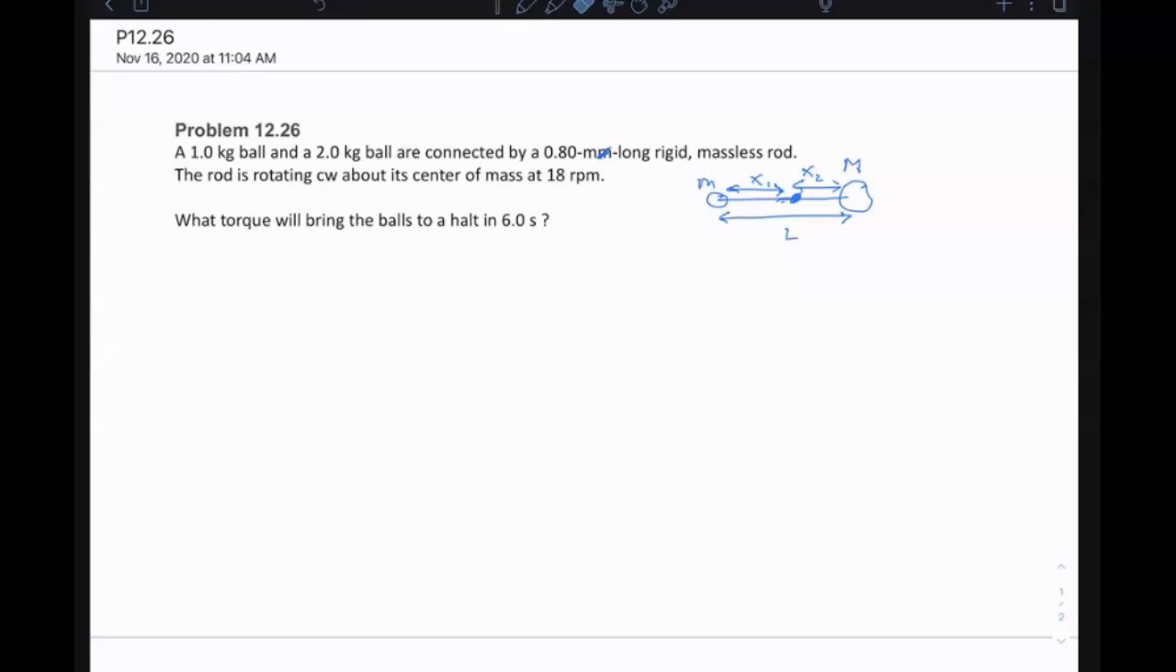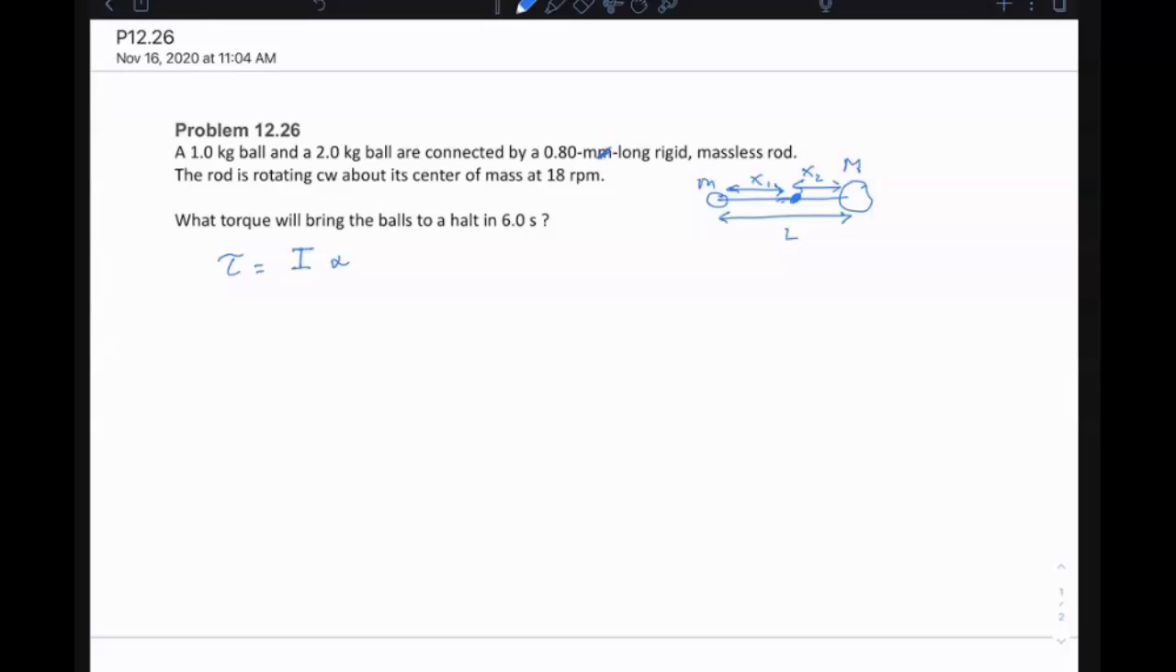We're asked to find the torque. And Newton's second law for rotational dynamics is torque is equal to the moment of inertia times the angular acceleration. So we're going to have to determine what the moment of inertia is and what the angular acceleration is to work this problem.